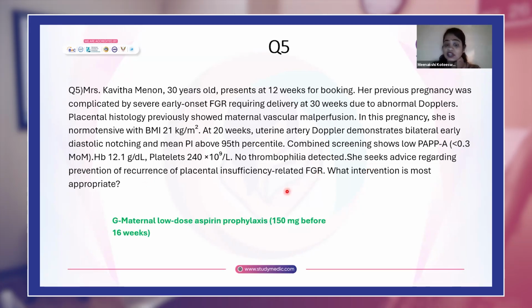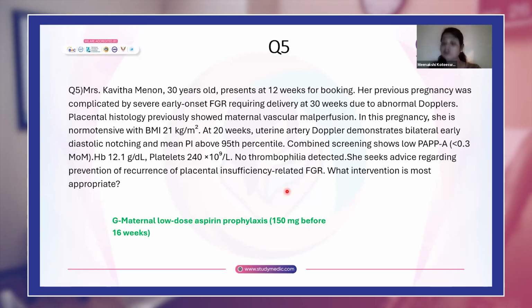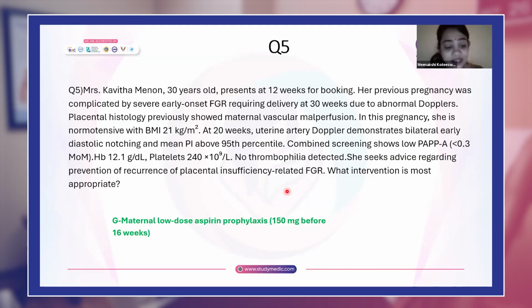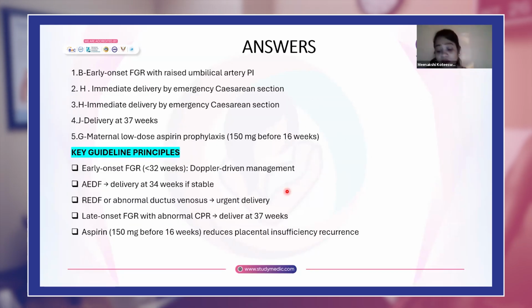What is the single most appropriate intervention? Obviously, she's got previous history of placental insufficiency. Now, the uterine artery Dopplers were already done at 20 weeks, and that's also showing diastolic notching. And she also has a risk factor where the pregnancy associated plasma protein is found to be low. So therefore, she's at risk and you will have to be going for aspirin.